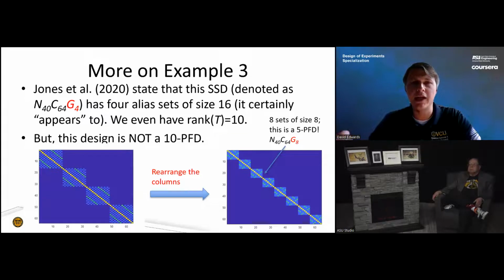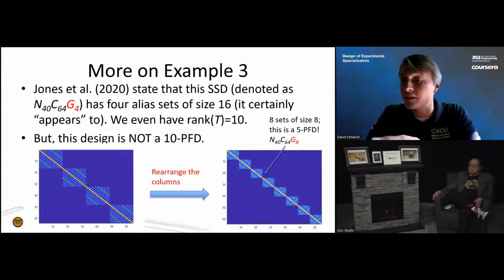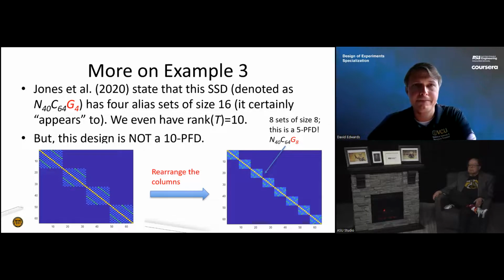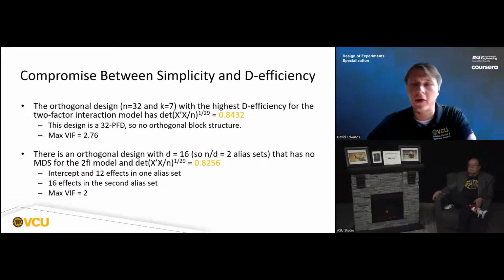It's more of a side note than anything, just looking at how it really does matter how you construct these designs. The plot on the left makes it look like there's only 4 alias sets, but there's actually 8. There's more separation than they realized. Okay, so again, that was just a little bit on construction because I think that's interesting.